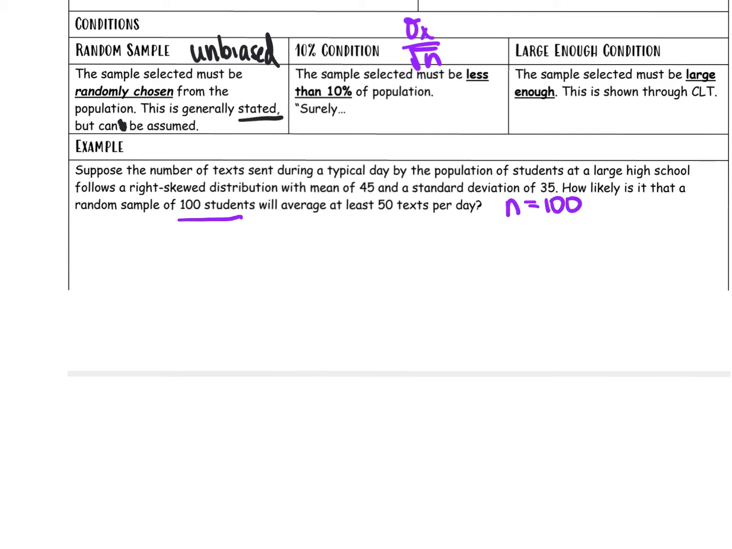Now, what I'm going to do next is go through it like we did with proportions. 100 is significant because, remember, we can use the central limit theorem. The first thing I'm going to do is define the parameter. So I'm going to define the parameter here.